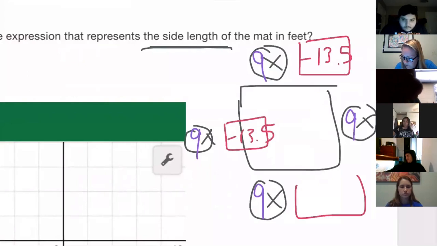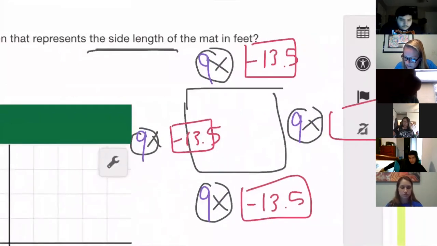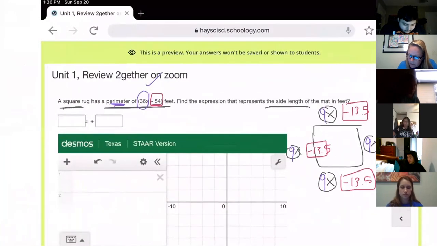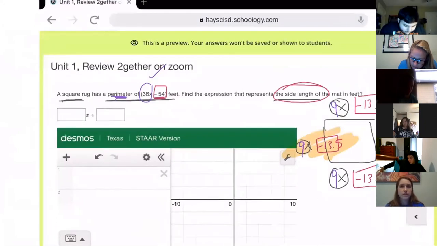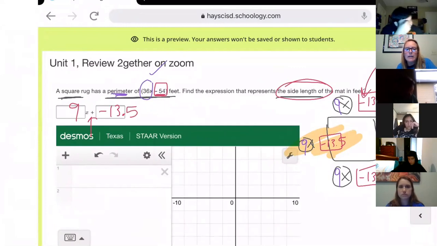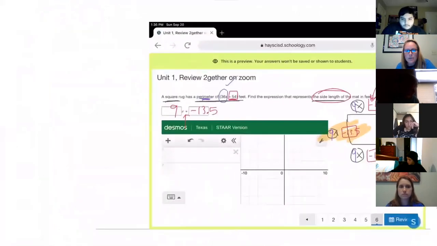And I can check myself by adding those back together and seeing if I get that -54, and I will. So it says, what is the side length? So just one side would be right here. And so your answer for this question that you can type in is going to be 9 x's. And then again, it has a plus sign, and we need a minus. So we're going to put a -13.5. Adding a negative is the same thing as subtracting. All right, and we've done that one together.